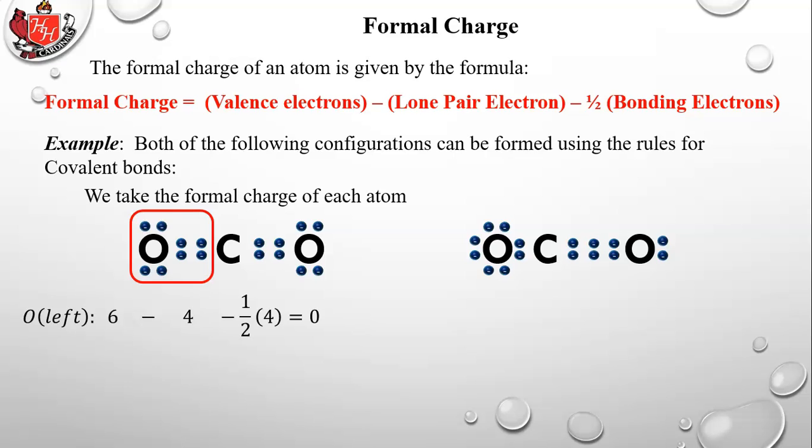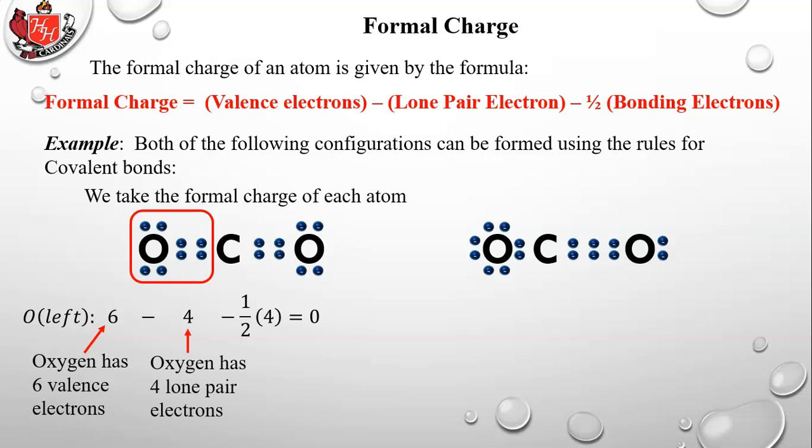If you take the natural number of valence electrons that an element has and subtract the number that it effectively owns, that belongs to it when it's in the chemical bond, then if those two numbers are the same, it's very stable. In this case, this oxygen is very stable. So oxygen has 6 valence electrons. Oxygen has 4 lone pair electrons. And we take half of the bonding electrons, half of 4, and you subtract those, and you get 0.